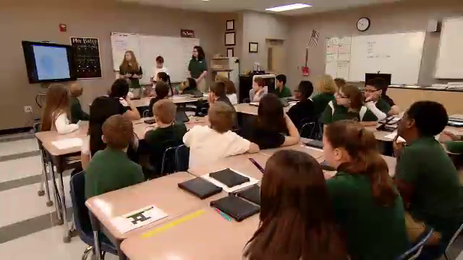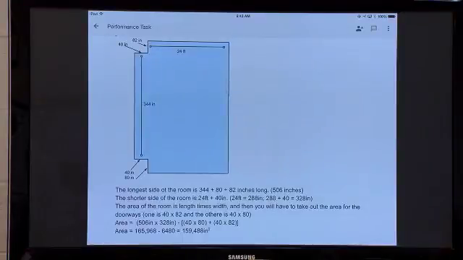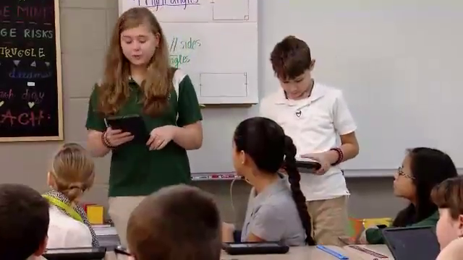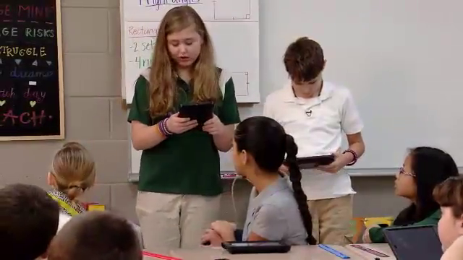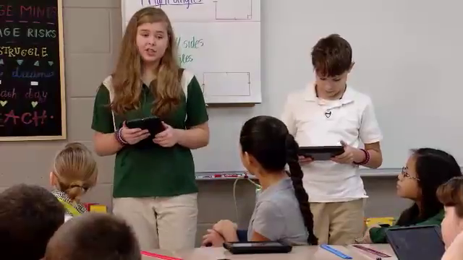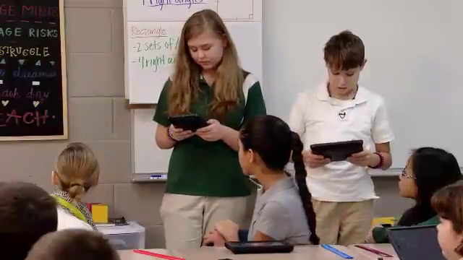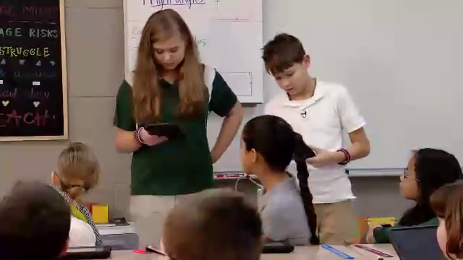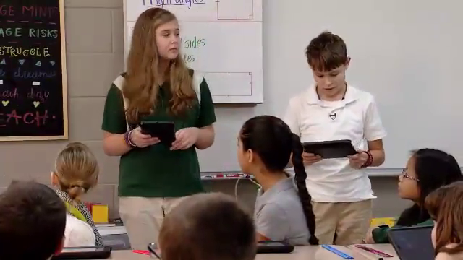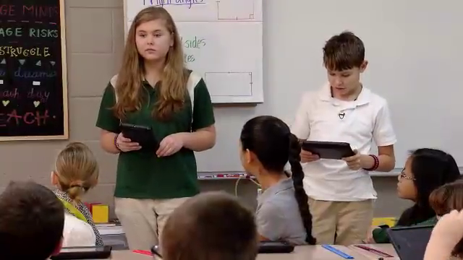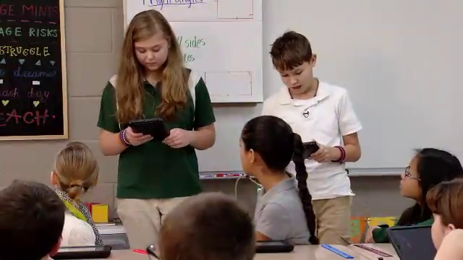Well, here's our picture, and this is basically what the room looks like. The little holes versus 82 inches, 40 inches, and 40 inches, 80 inches. Those are the doorways of the classroom. The longest side of the room is 344 plus 80 plus 82 inches long. In total, that is 506 inches. The shorter side of the room is 24 feet and 40 inches. So the 24 feet, we had to convert to inches so we can add them up easier. 24 feet is 288 inches. 288 plus 40 is 328 inches.